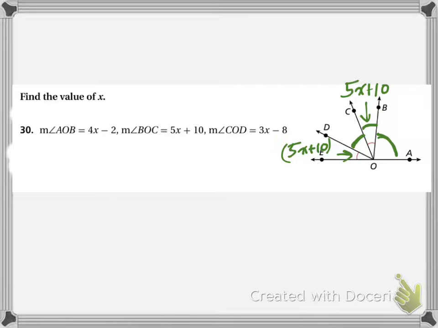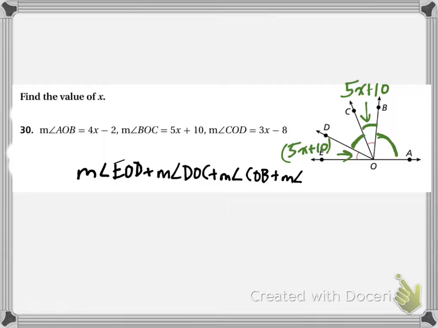So we can write out the angle addition postulate again for all four of these angles. The measure of angle, I'm going to start from the left, EOD plus the measure of angle DOC plus the measure of angle COB plus the measure of angle BOA equals the measure of angle EOA. I'm going to put up here as a side note that the measure of angle EOD is equal to the measure of angle COB.